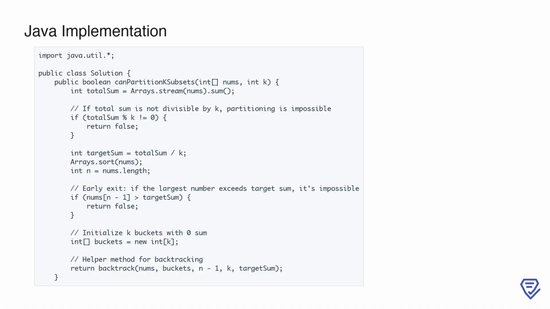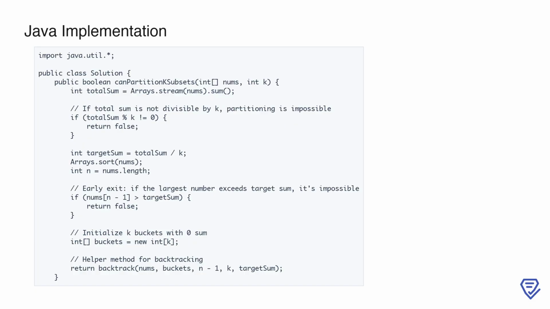Here, we begin by importing the necessary libraries and defining our Solution class. The key method, canPartitionKSubsets, takes an array of integers, nums, and an integer k, which represents the number of subsets we want to divide the array into. The first step is to calculate the total sum of the elements in nums. If this total sum isn't divisible by k, it's immediately impossible to partition the array into k equal-sum subsets, so we return false. Next, we calculate the target sum for each subset by dividing the total sum by k.